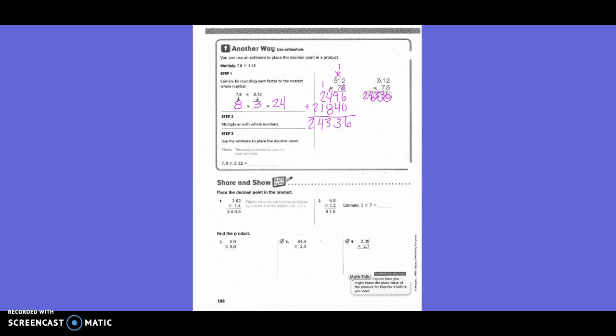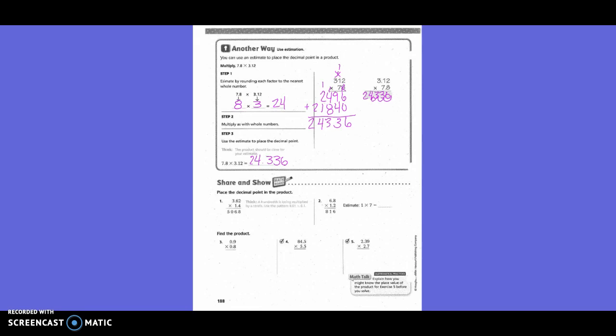So my answer is going to be 24 and 336,000. Now is that answer close to 24? Yes. Share and show. Place the decimal point in the product. So they already worked it out and gave you an answer, right? You just have to put the decimal place in.